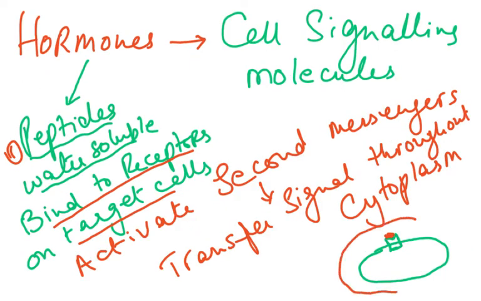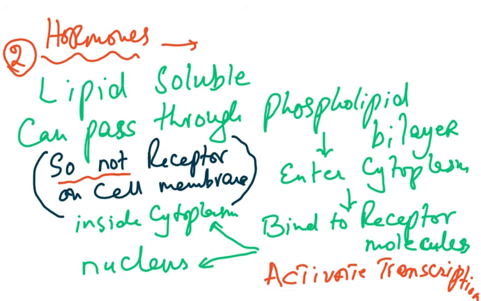Now, this is the diagram that I've made for you. What you need to understand is that lipid-soluble hormones will pass through the phospholipid bilayer and enter the cytoplasm. Inside the cytoplasm, there would probably be receptors for it, and maybe even on the nucleus there would be receptors for it. And then it will activate transcription. So, cell signaling molecules, hormones.